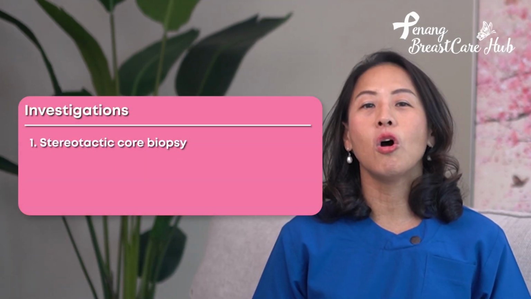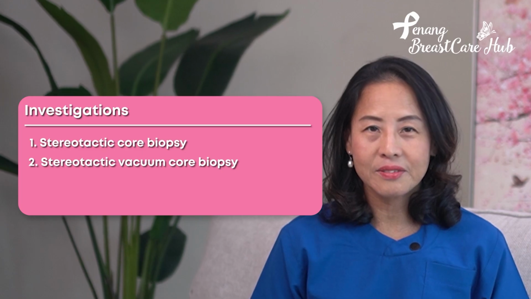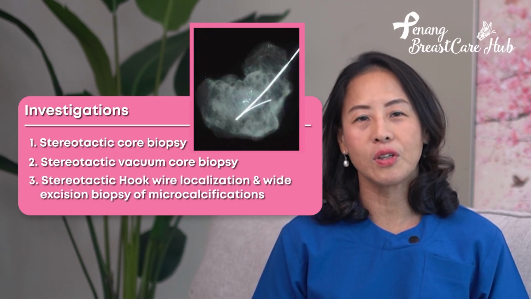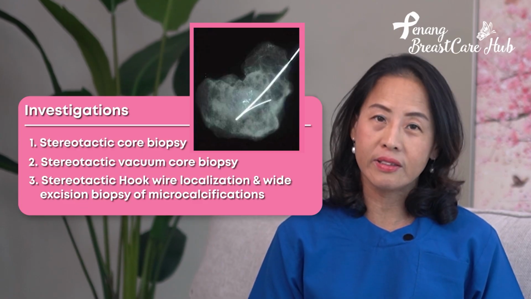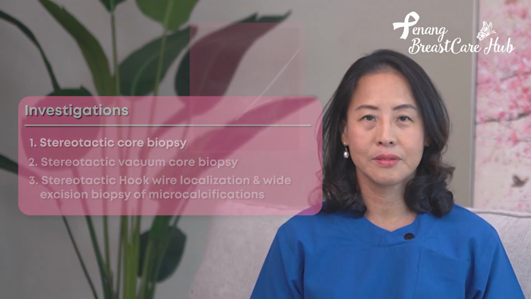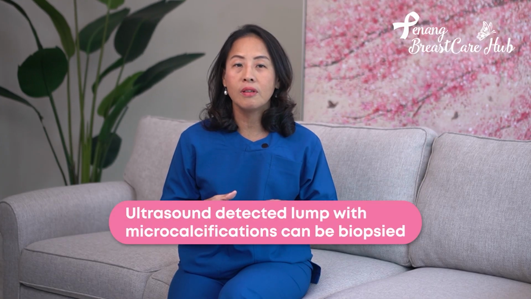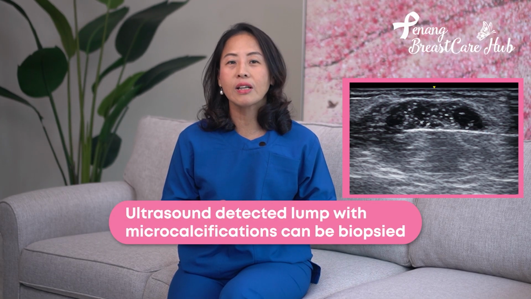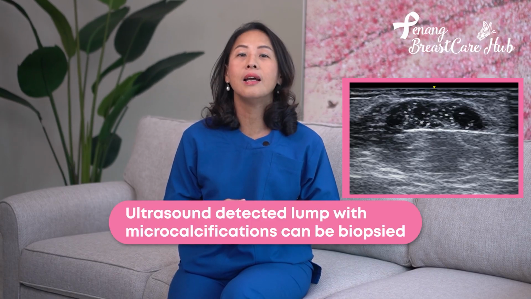Management options include stereotactic core biopsy or vacuum core biopsy, stereotactic hookwire localization, or wide excision of the breast microcalcifications or any other abnormalities. If the supplementary breast ultrasound detects an abnormal lump with microcalcifications, then an ultrasound-guided core biopsy of the lump can be performed.